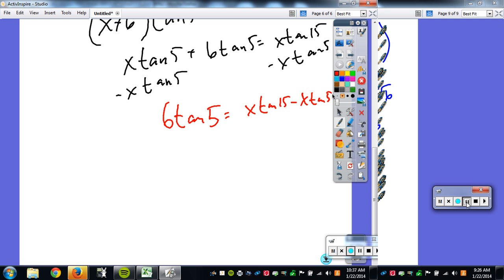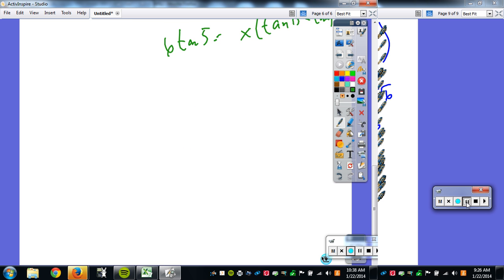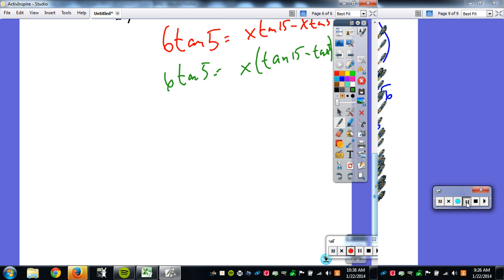What do those guys both have in common, and don't tell me tangent? They have an x. So I pull out the x. And I'm factoring out the x. So now, this equals the 6 tangent of 5. Isn't this x times that now? How do we get rid of the times? We divide. Now this is going to be somewhat important for you to know. X equals 6 tangent of 5 over tangent of 15 minus tangent of 5.